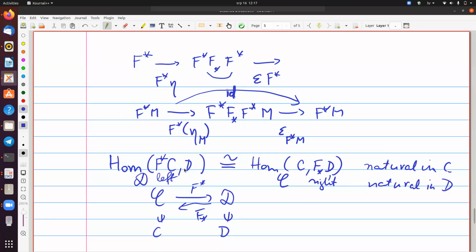So there is not only a bijection, but you have to check that it's natural for every morphism here. I mean, you have to see that it's natural in this object C and object D. And this is equivalent to saying that this here is the identity of upper star, that these two triangles work.